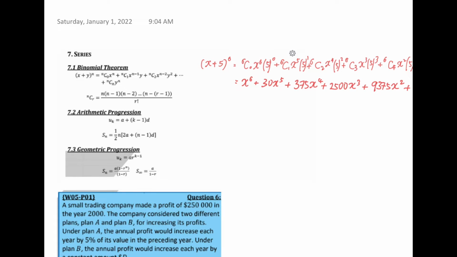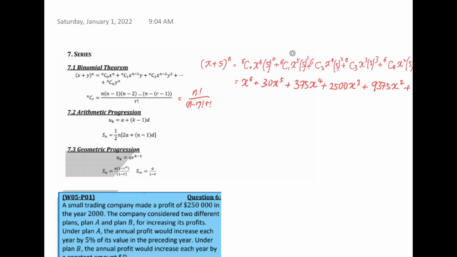Then we look at the next one. The next one we have nCr equal to this. It's the formula for nCr here. Beside this form, there is actually another form, which I put for you also as a reference. It can be this form also: n factorial over (n minus r) factorial times r factorial. So altogether there are two forms.